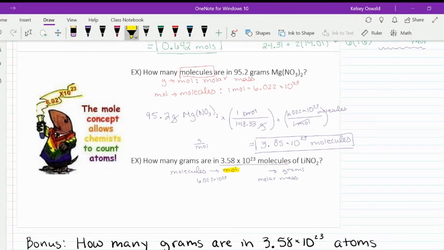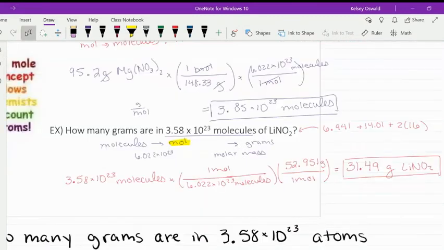So go ahead and pause the video and try to do this one by yourself. And then when you're ready, come on back. So for this one, we should have gotten a final answer of 31.49 grams of LiNO2. So if you got this one, give yourself a little pat on the back. Awesome job! If you did not get this, let's walk through where this answer came from.